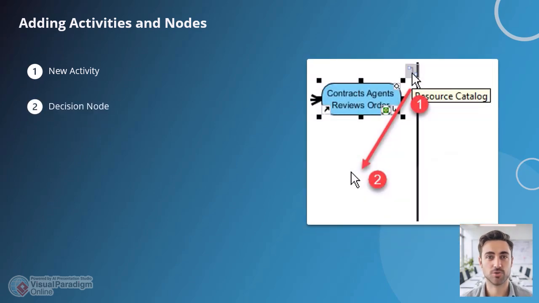Add a decision node to introduce branching logic. Connect it to actions to create conditional paths based on specific criteria or user choices.